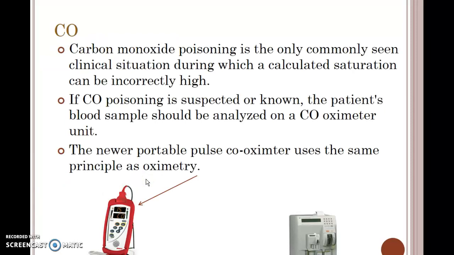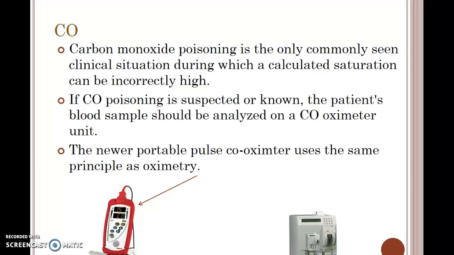All right, a little bit more about carbon monoxide. Carbon monoxide poisoning is the only commonly seen clinical situation in which a calculated saturation can be incorrectly high, which means that if you put a pulse oximeter on someone that has carbon monoxide poisoning, you're going to get a very high reading, but it's just reading the saturation of the hemoglobin. It's not reading what the hemoglobin is saturated with. So if the carbon monoxide is on the hemoglobin, your pulse oximeter is going to read 99 to 100%.